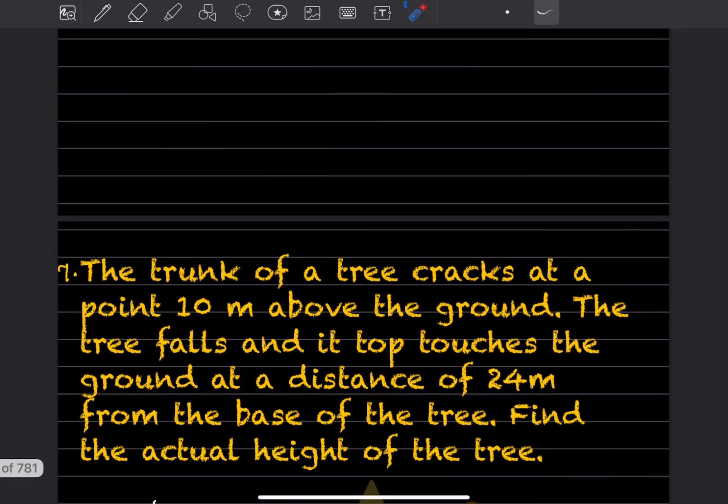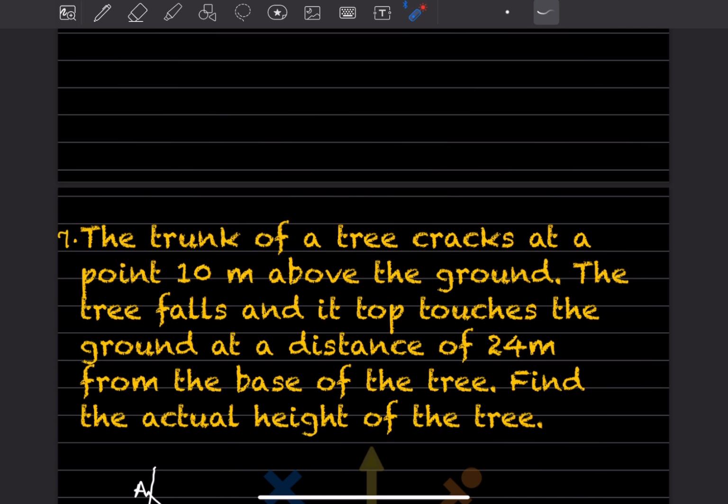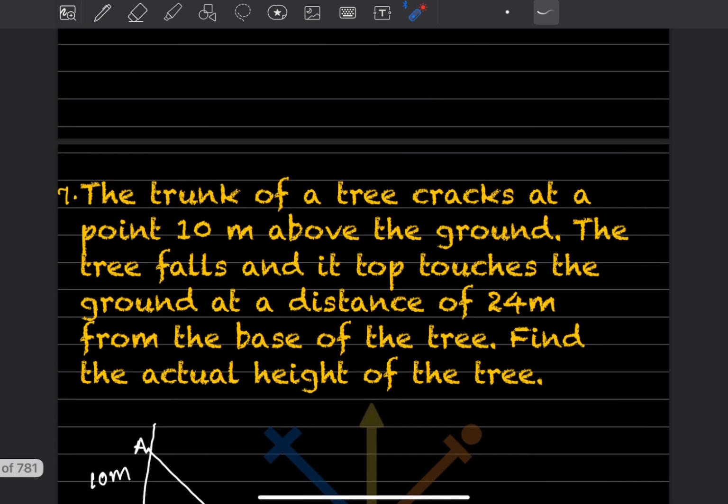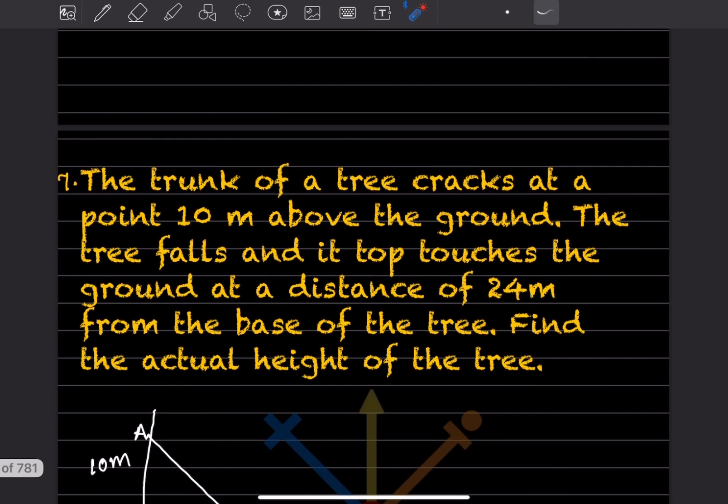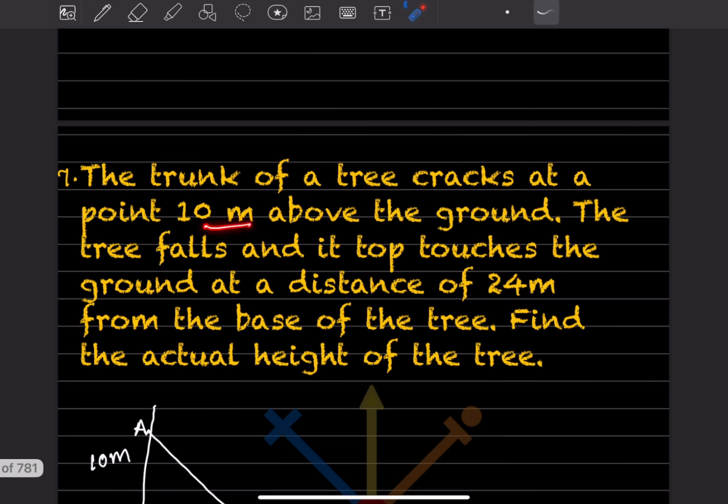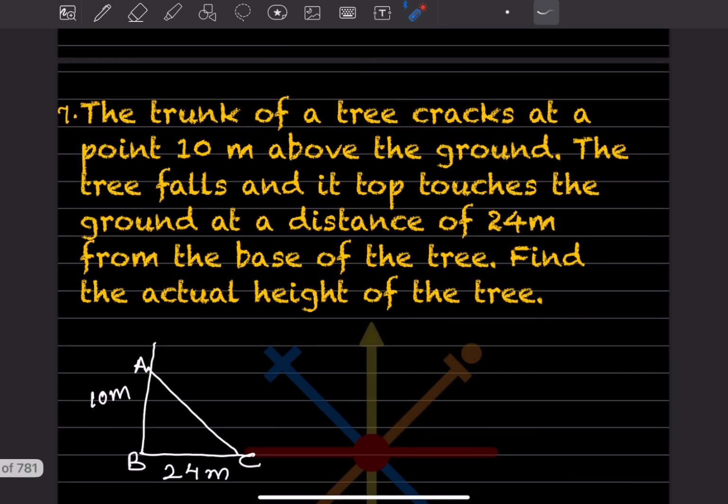So we have already done some questions. So we'll start with question number 7. The trunk of a tree cracks at a point that is 10 meters above the ground. The tree falls and its top touches the ground at a distance of 24 meters from the base of the tree. Find the actual height of the tree.